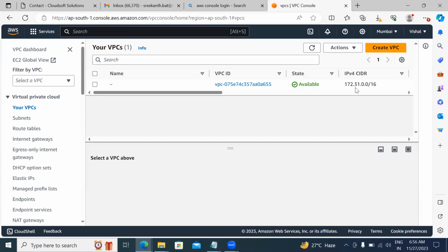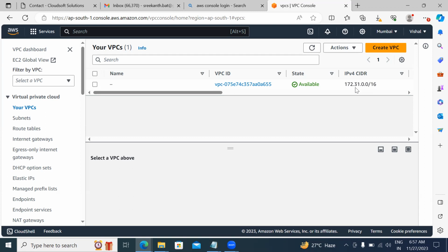Okay, so why are we not choosing 172 again? We will get a duplicate CIDR block. It's not recommended to have duplicate CIDR blocks between 2 VPCs. That is the reason we are not going to take the 172 series again.